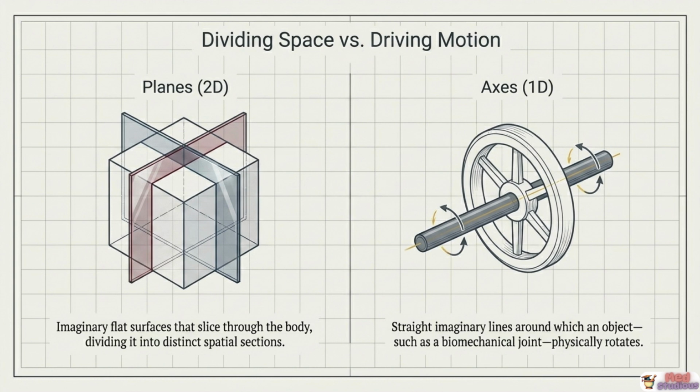Planes describe and divide space. Axes generate and define movement. You cannot fully describe human motion without both. A movement always occurs in a plane and around a corresponding axis, and these two are always perpendicular to each other. This plane-axis pairing is the engine of biomechanics.